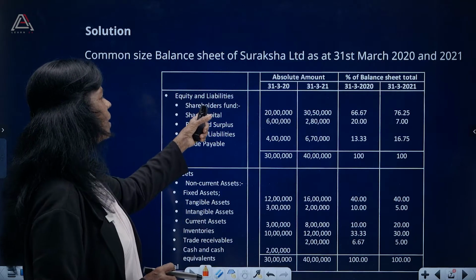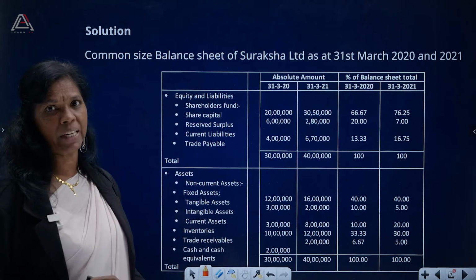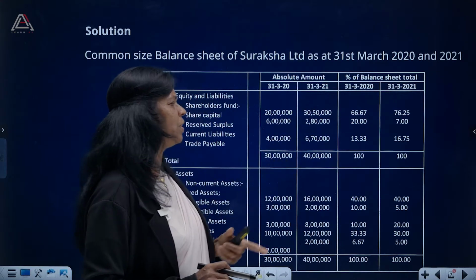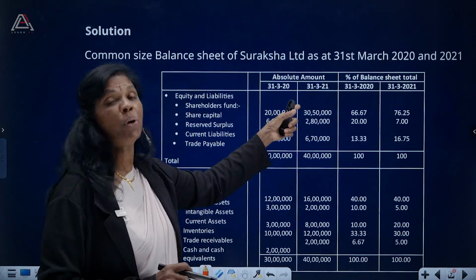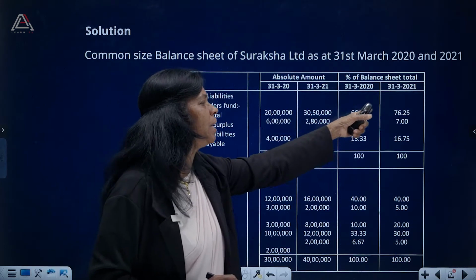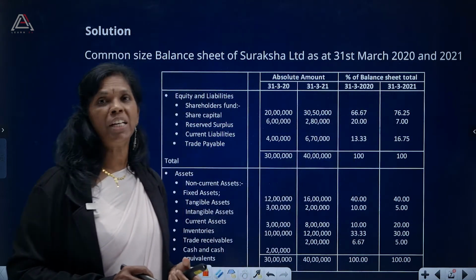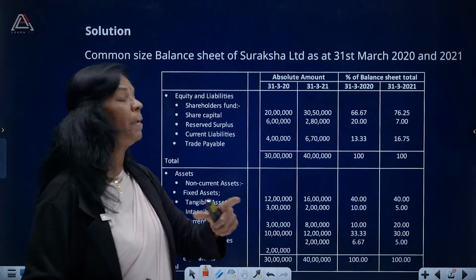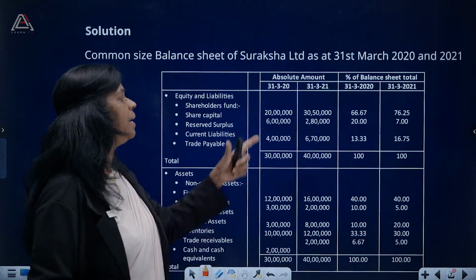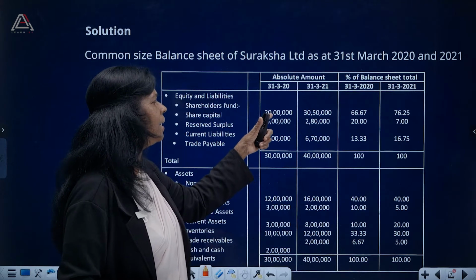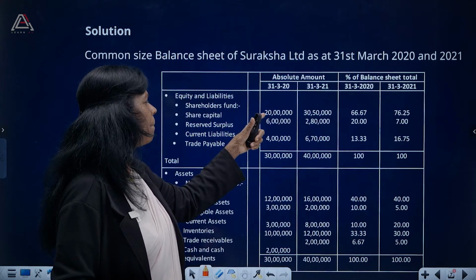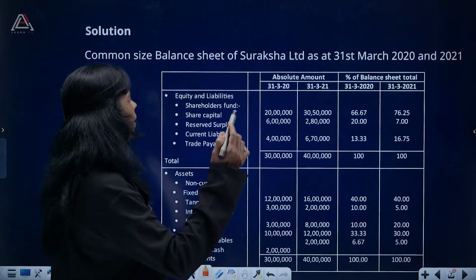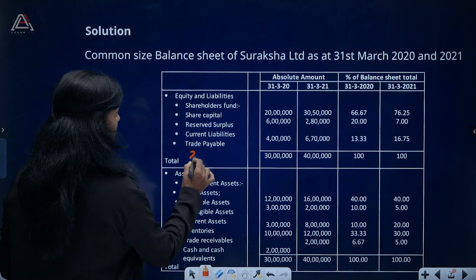See, equity and liability, shareholders fund, first share capital. How much? 20 lakh, 30 lakh, 50,000. Here, these 2-year figures are given. Then 2-year percentage also we find out. These 2 columns we have to find out. Then let me explain how to find out that. In the case of first item, that is share capital. Then total liability how much? 30 lakh.